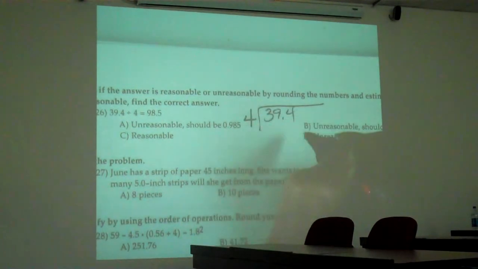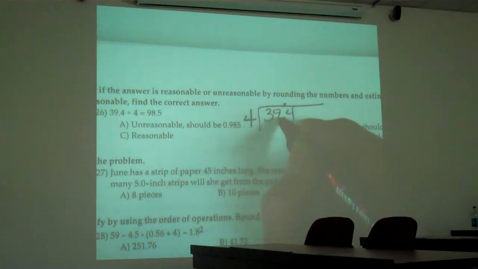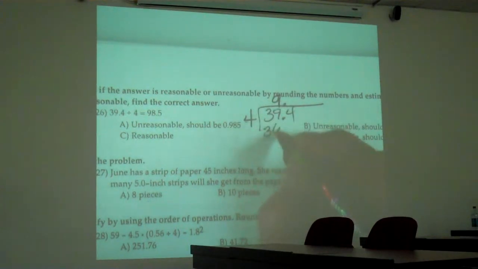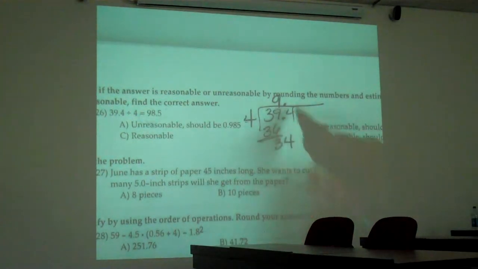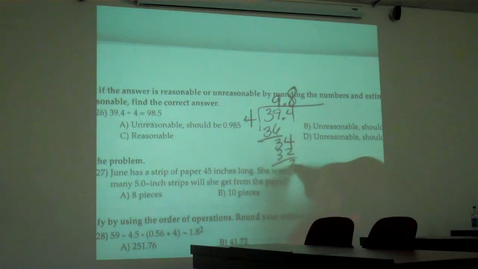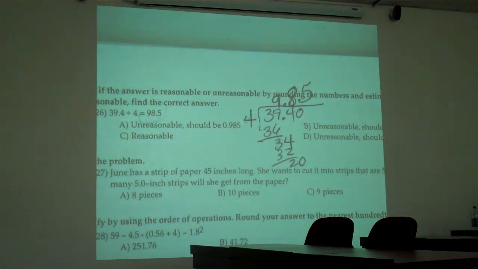Divided by 4. 4 into 39 goes 9 times, right? 9 times 4 is 36. So it's probably just move the decimal. It's probably an 8. 8 times 4, 32. 20 is 5. So see, let's just move the decimal. 9.85.